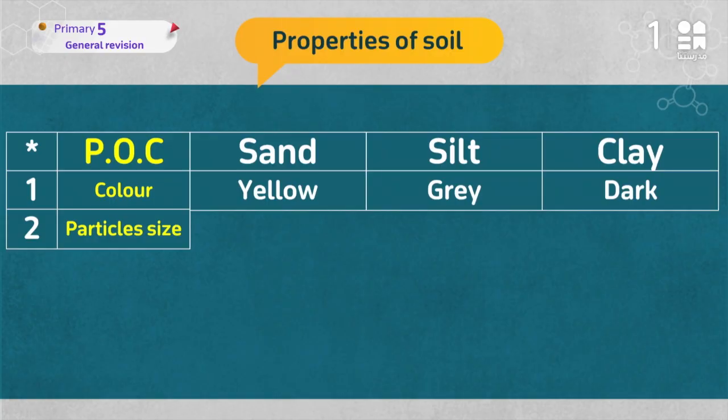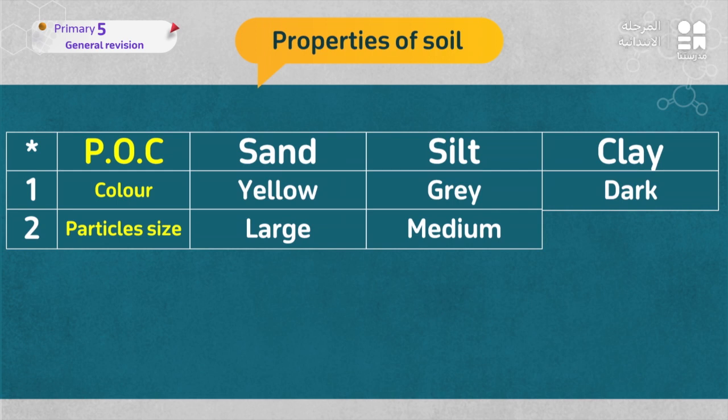طيب دلوقتي the properties of the soil. هنعرف دلوقتي ال properties of the soil as a comparison between each one of them. the sand, the silt and clay. أول حاجة the color. The color of the sand is yellow, silt is gray, clay is dark. Number 2, the particle size of the sand is large, the silt is medium, and the clay is small.